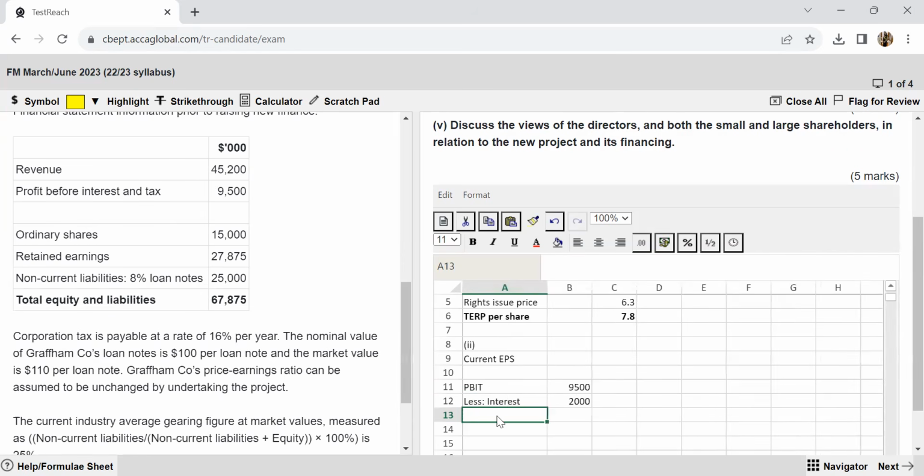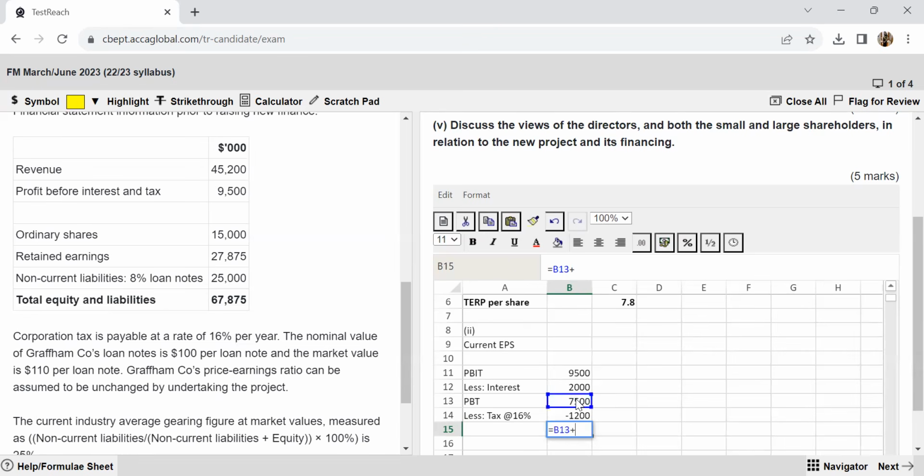Now the next thing: we have the profit before tax, then we need to subtract the tax. Tax, if I remember, yes, it is at 16%. So PBT will be this minus this, and then tax will be this multiplied by 16%. This is the tax that I'm going to be paying on my profits. And then the net figure gives me the profit after tax. Now I have my profit after tax.